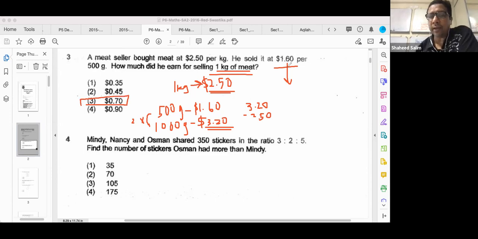You are finding, I think, half a kg. Maybe you divide this by 2, you get 125. Then 160 minus 125, you get 35 cents. But that is for half a kg. They want 1 kg down here. Come, you try the next one. Ratio.